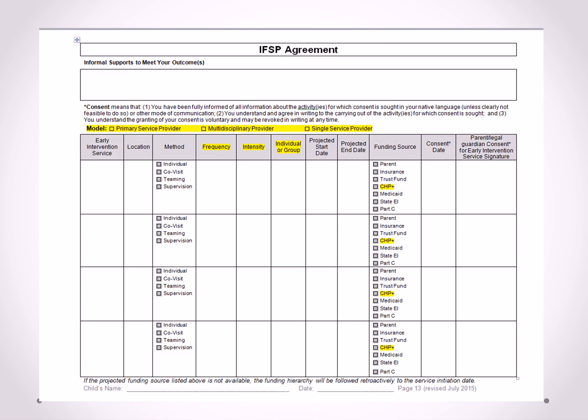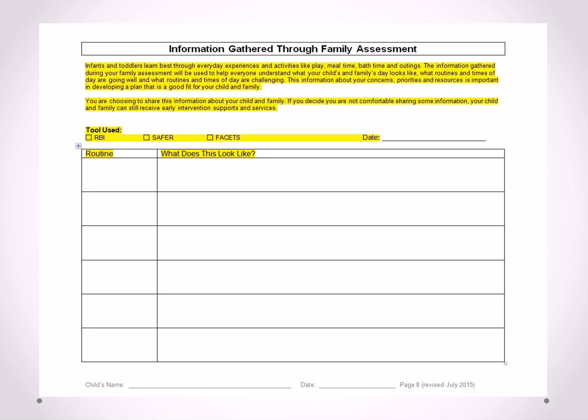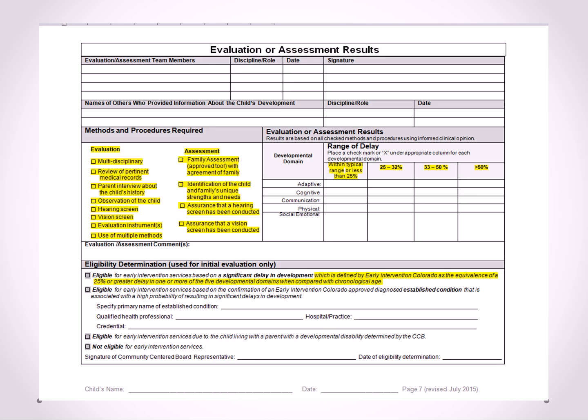Okay, so, yes. Go back and find the one with the percentages of delay. One more. There you go. So what the question is referring to here is the within typical range column and less than 25%. That's only one column now. Yep. And I believe Melinda was saying it's sometimes helpful to delineate those. And so what I'd like to ask is that those kinds of details be included in the evaluation or assessment comments.